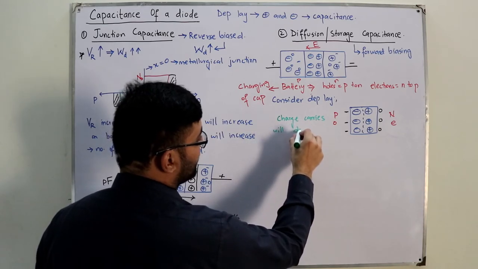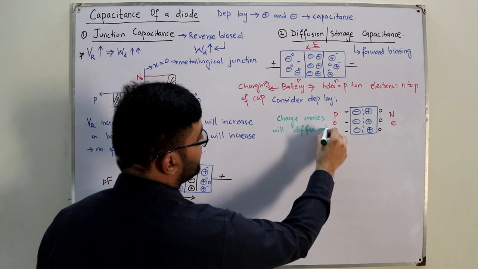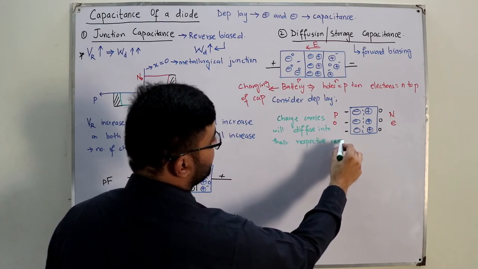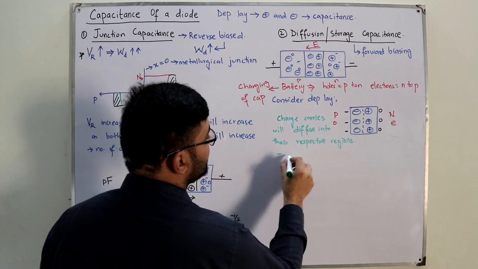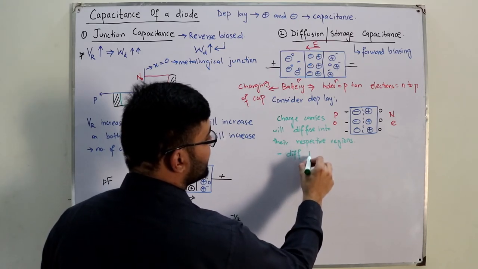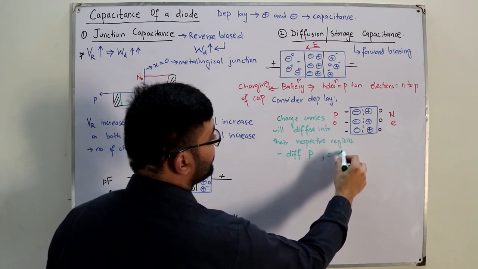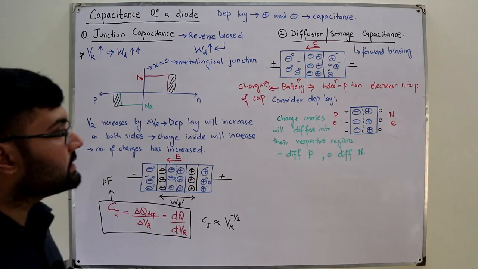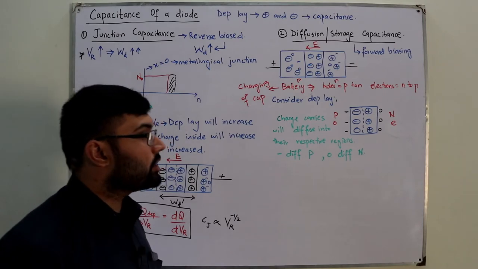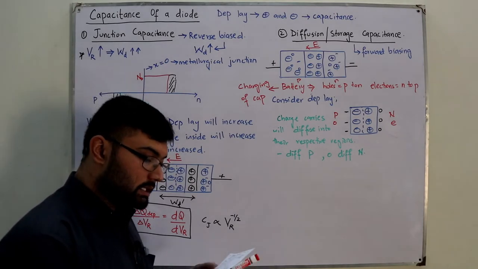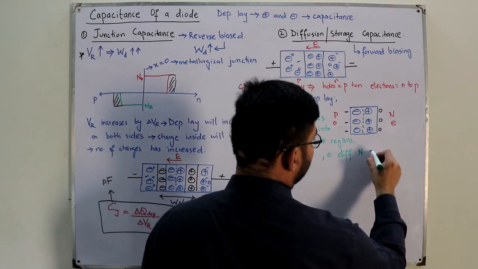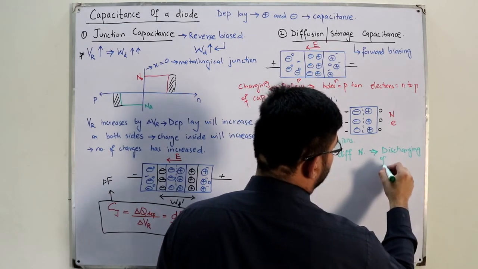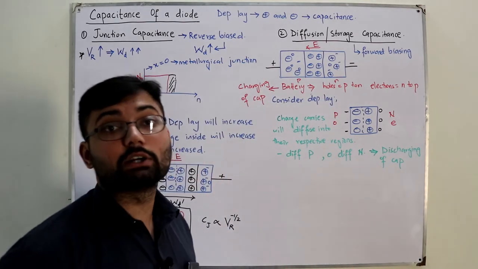Now I would write these charge carriers will diffuse into their respective regions where they have crossed. So I would write that the electrons diffuse into the p-type, and the holes would diffuse into the n-type. And now this phenomenon we would call the discharging of the capacitor. This is the discharging of the capacitor.